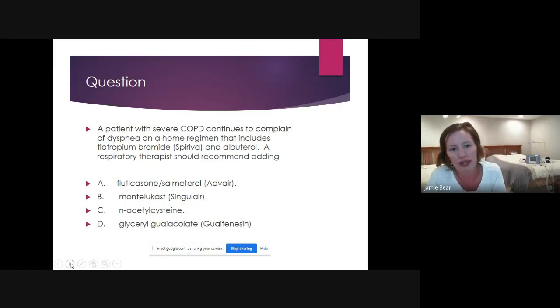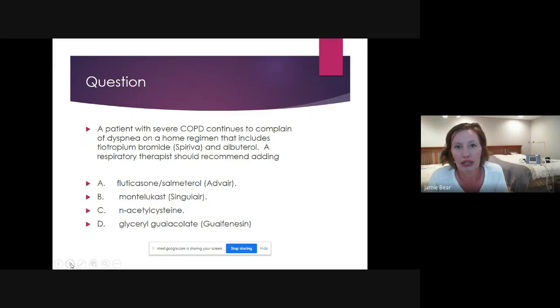A patient with severe COPD continues to complain of dyspnea on a home regimen that includes tiotropium bromide, or Spiriva, and albuterol. A respiratory therapist should recommend adding what? What do you guys think? So they're not being controlled, and they're on a LAMA and a SABA. And what else could you recommend adding in? Would you recommend an inhaled corticosteroid and a LABA?